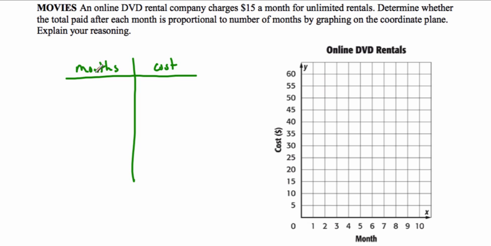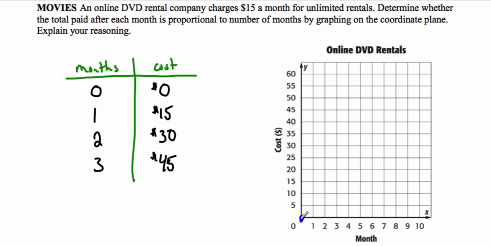So we're taking the number of months and the cost for that many months of rental. So say we rent for 0 months. Well, it would cost me $0. I don't have to pay anything if I don't sign up. If I go for 1 month, it's $15. If I go for 2 months, it'd be $30. If I went for 3 months, it'd be $45. So you can kind of pick up on the fact that it's going in nice, neat, even increments. So that's probably a good sign. But let's go ahead and graph it and see if we're true.